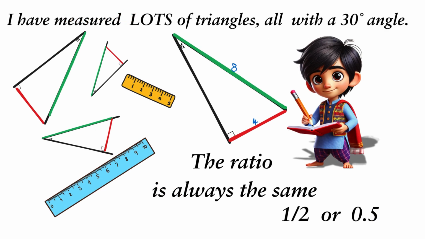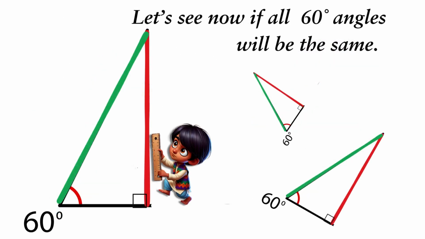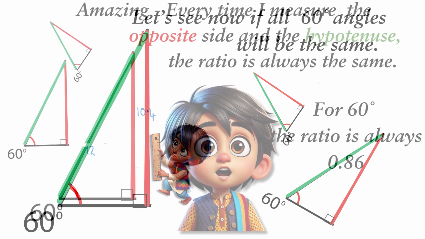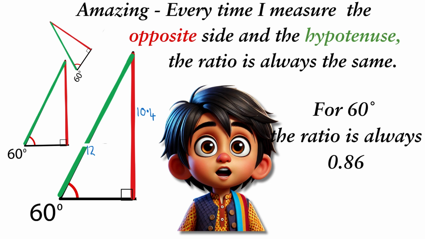I have measured lots of triangles, all with a 30-degree angle. The ratio is always the same, 1/2 or 0.5. Let's see now if all 60-degree angles will be the same. Amazing! Every time I measure the opposite side and the hypotenuse, the ratio is always the same. For 60 degrees, the ratio is always 0.866.